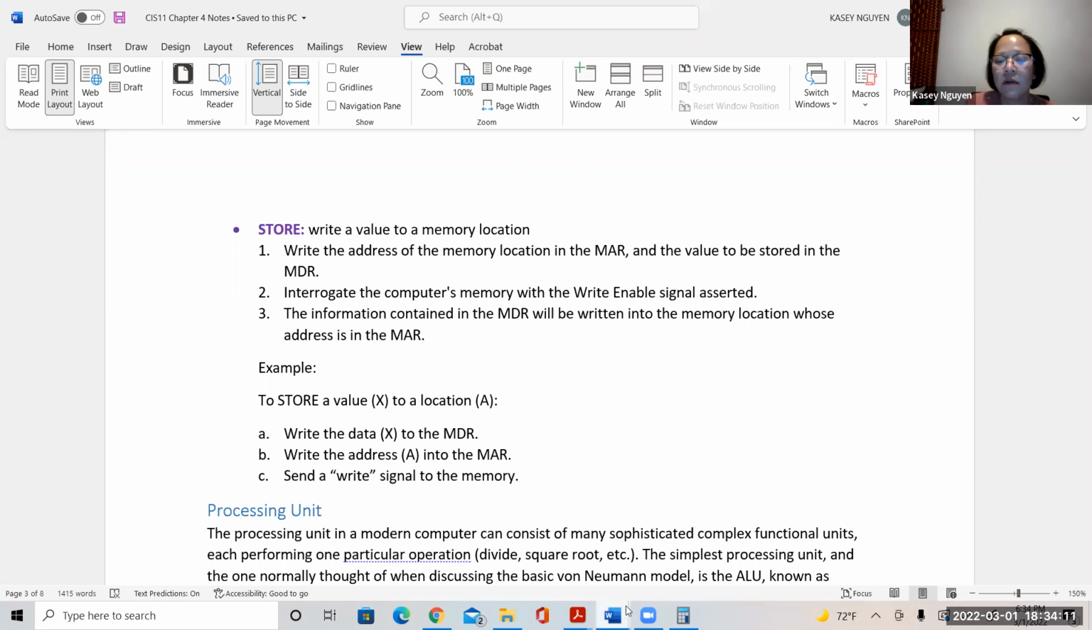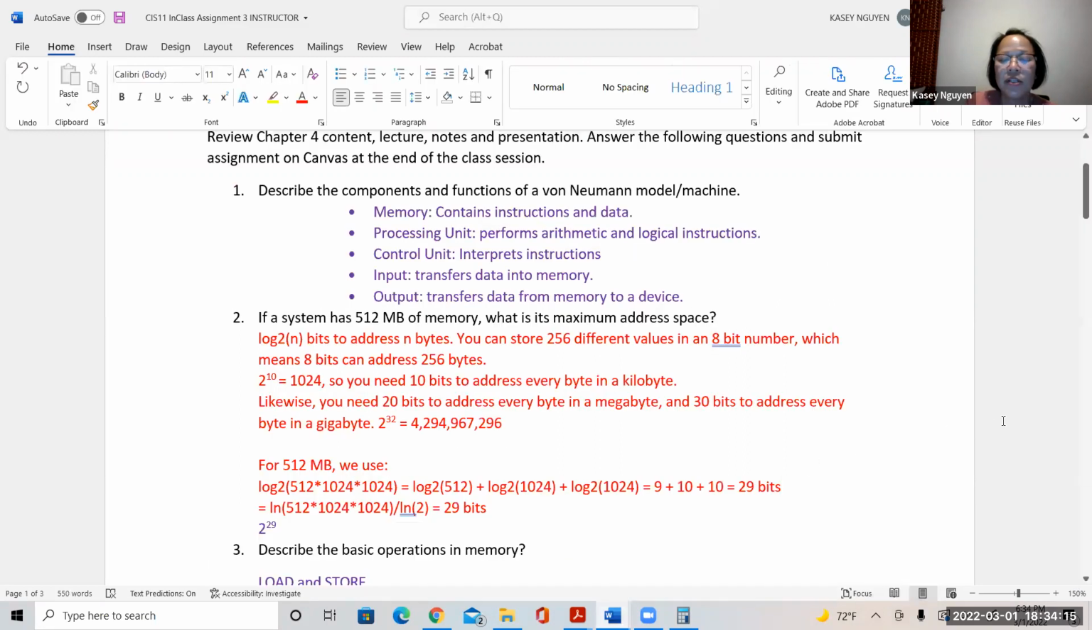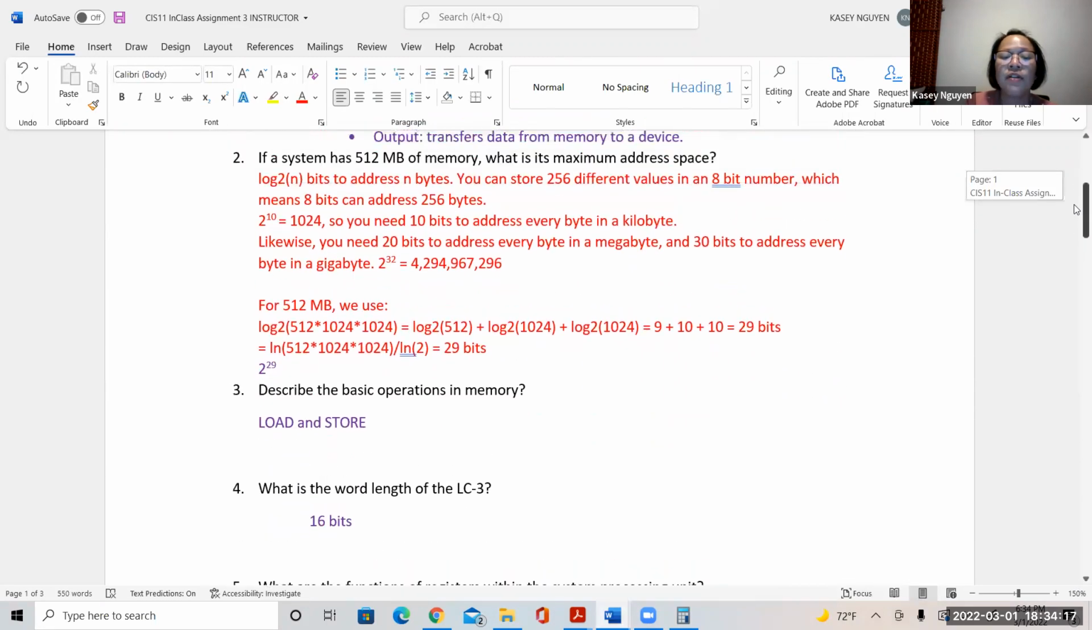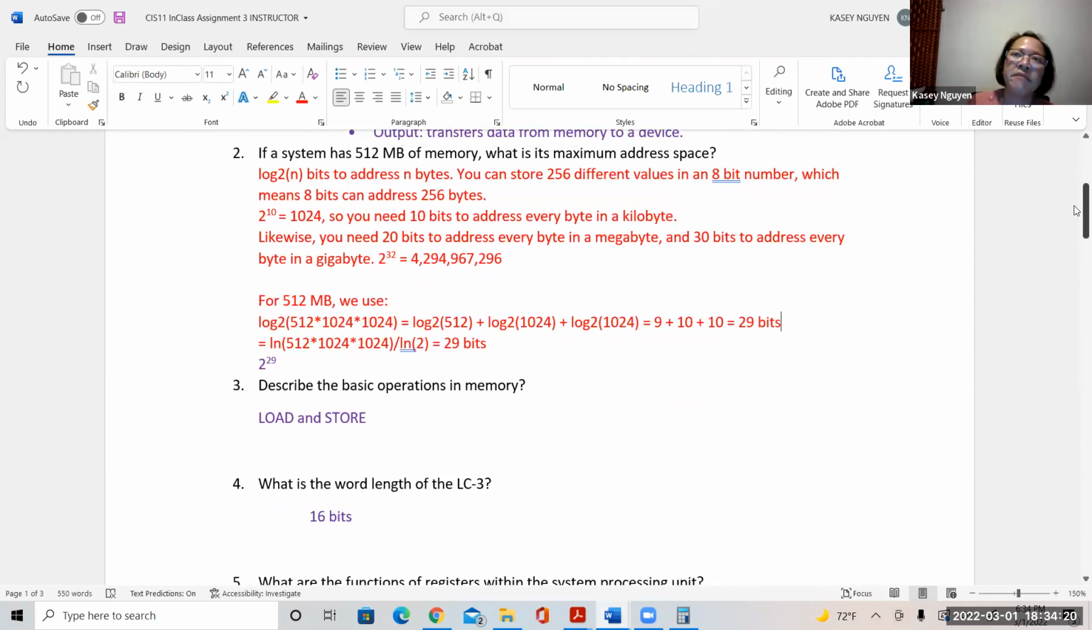Okay, so in the next question, it asks you, what are the 2 basic operations in memory? And we just went over that, your load and store. Make sure we know what load does and what store does. Any question with 1, 2, or 3?